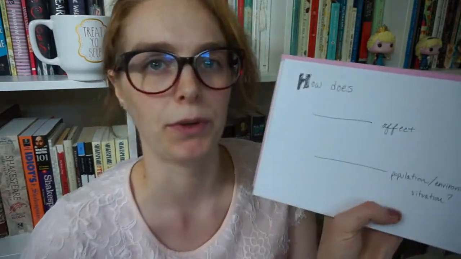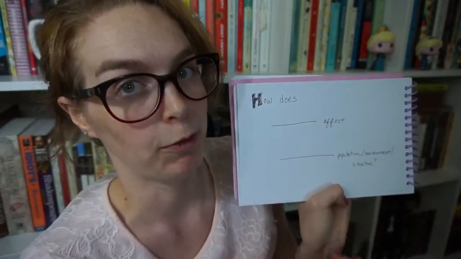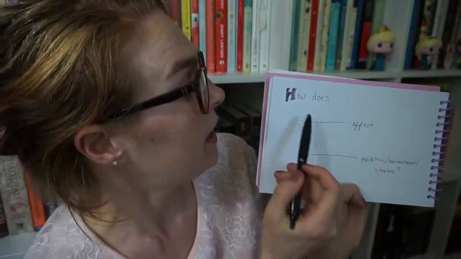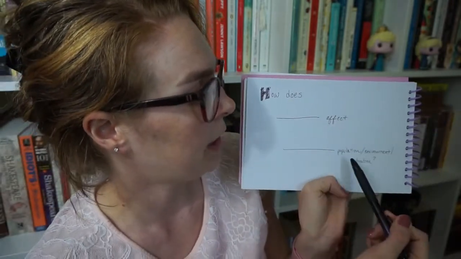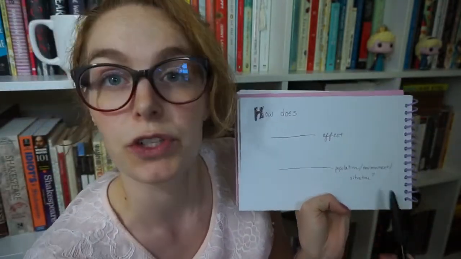Take your list of topics or things that you're interested in and look at them and think about this question. I don't have a whiteboard, so I kind of made one up. If you can read this, I hope, and my really bad handwriting, I tried to be neat: How does blank affect blank population, environment, or situation?